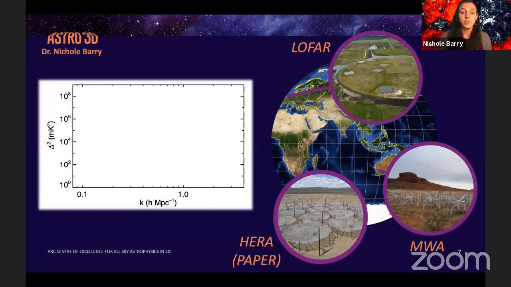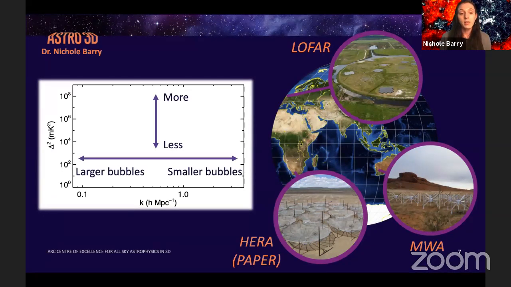So on the left here, we have a power spectrum. This is the type of plot I'll be showing today. On the x-axis, you have spatial scales. Left would be larger bubbles, larger imprints, and to the right would be smaller. The more power you have in a specific K-bin indicates the size distribution of that bubble in the early universe. And there's a whole lot of different instrumentation around the world that's trying to measure this 21 centimeter signal.